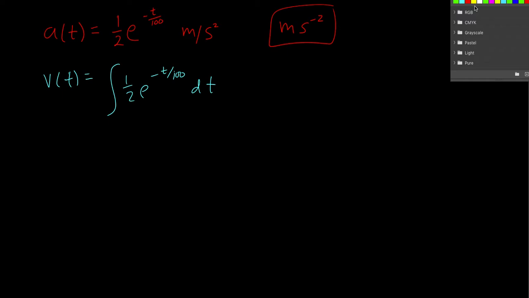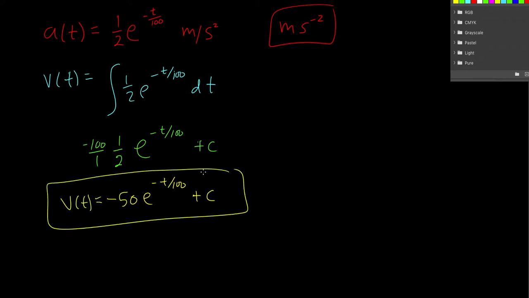Okay, and when we do this, the 1/2 just comes down. E to the x, or e to the t, is just itself. And then we need to divide by the derivative of the inside. And so the derivative of the inside is just going to be negative 1 over 100. But if we flip that upside down, we get negative 100 over 1, because dividing and multiplying by a reciprocal are the same thing. And then we want to do our plus c on the outside. Now we can simplify this constant to negative 50 e to the negative t over 100 plus c. And so this is our velocity function. Okay, that's what they wanted.